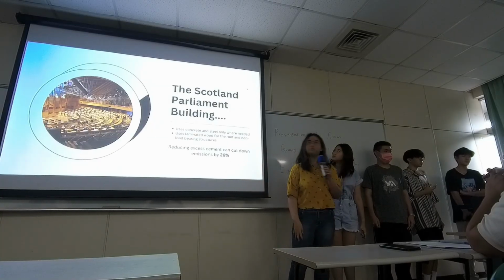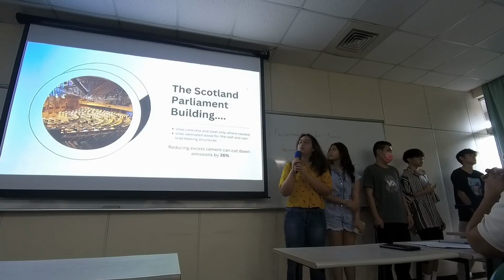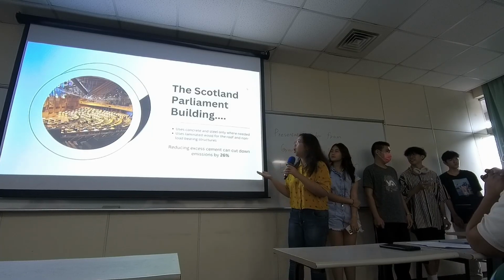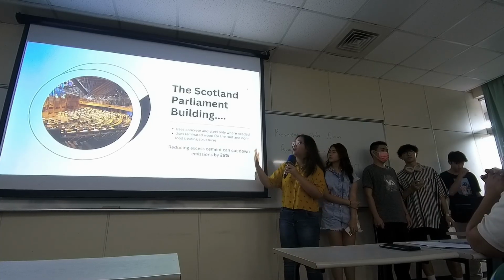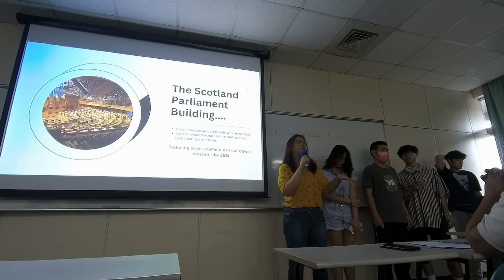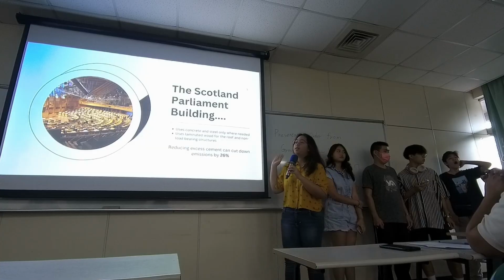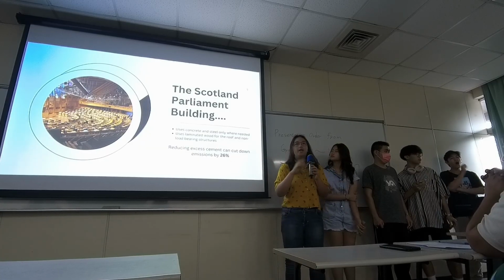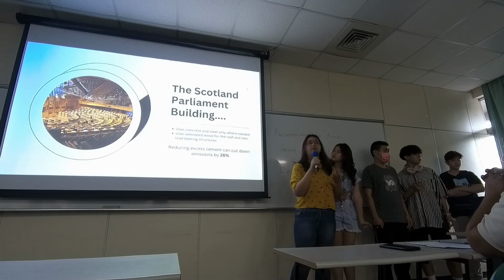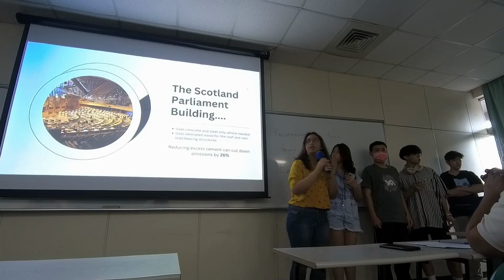Next slide. Like this building, for example, the Parliament building in Scotland, they use concrete and steel only where it's needed. The rest uses laminated wood for the roof and other structures that don't sustain great weight. By reducing excess cement, we can cut down emissions by roughly 26%, which is a very huge amount if we want to achieve net zero cement emissions. Next slide.